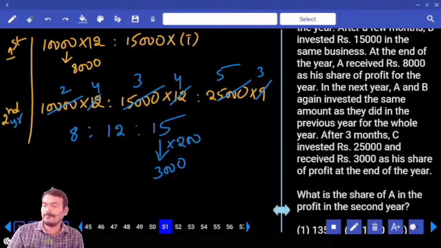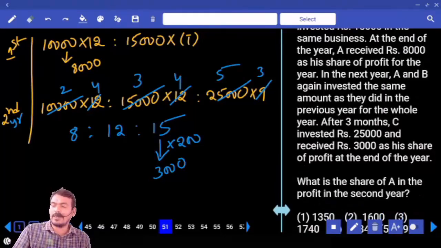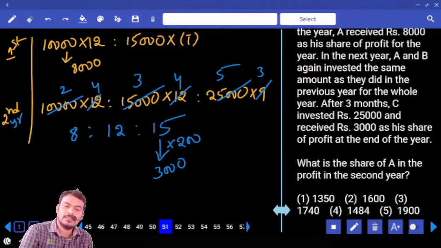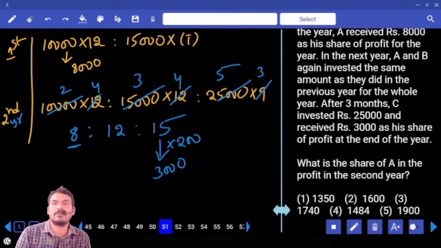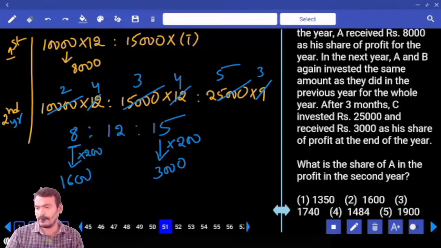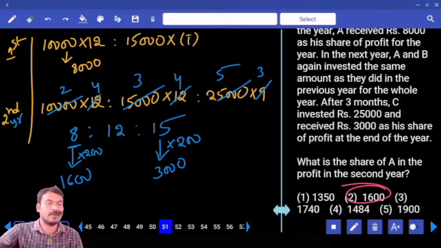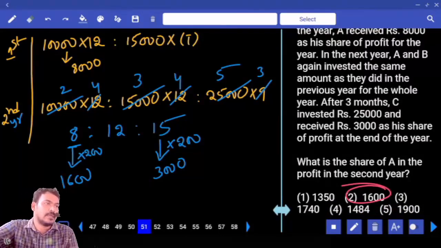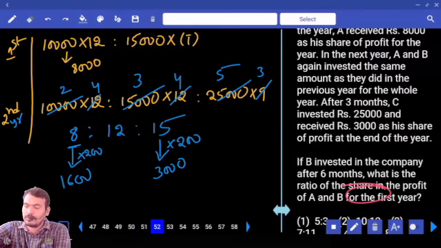Okay. What is the first question? What is the share of A in the profit of second year or first year? Second year. In second year, A getting how many parts profit? 8 parts. 15 parts 3,000 means 8 parts 1,600. A profit is how much? 1,600. Which option? Second option or not? It is only for second year or first year? Second year.